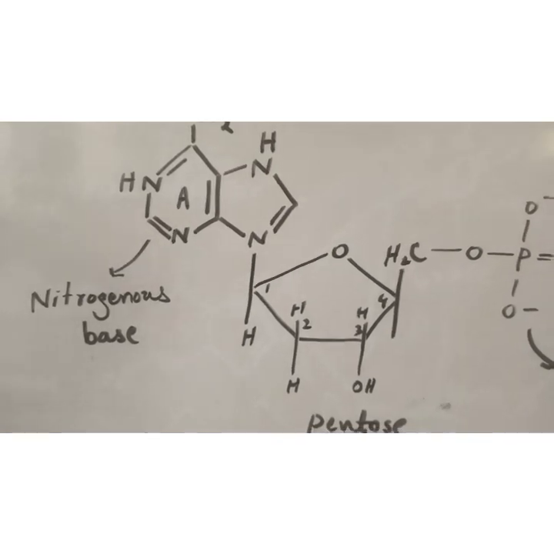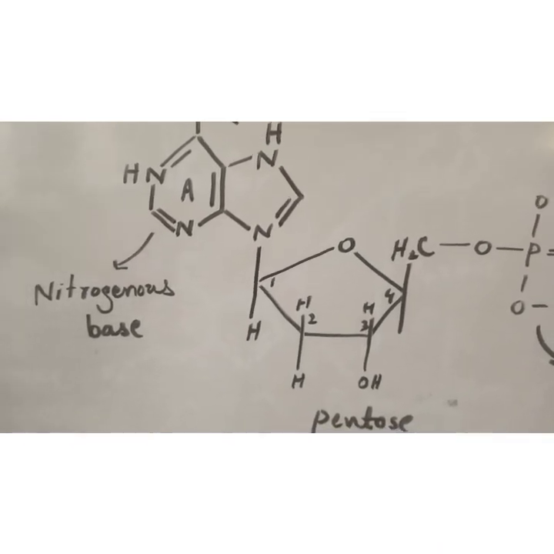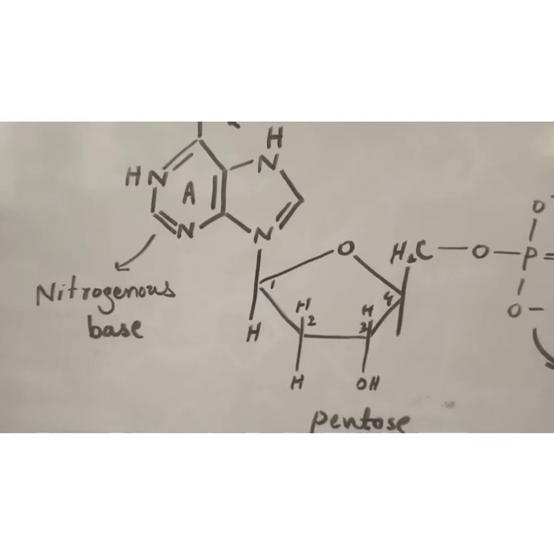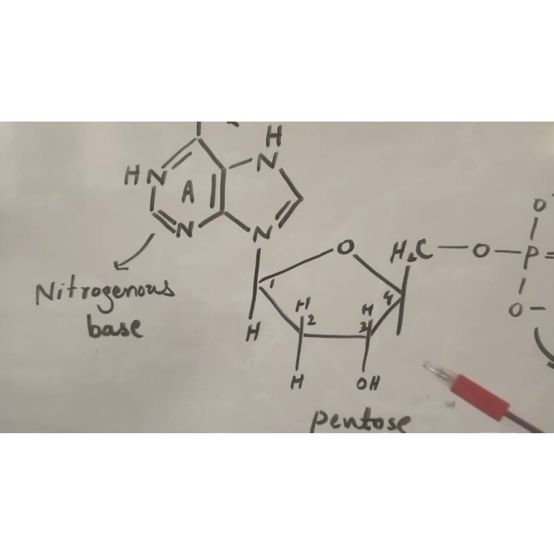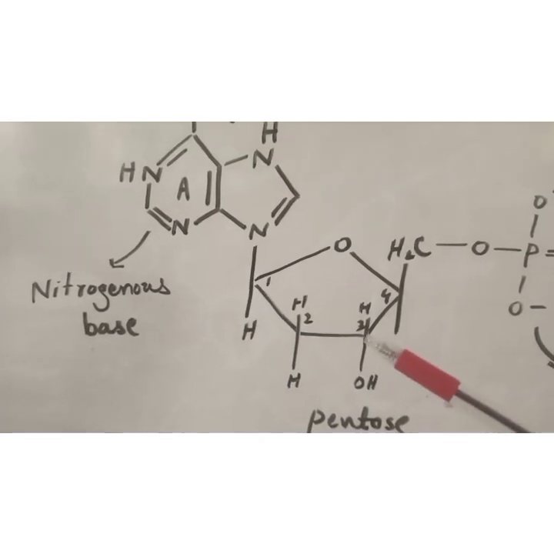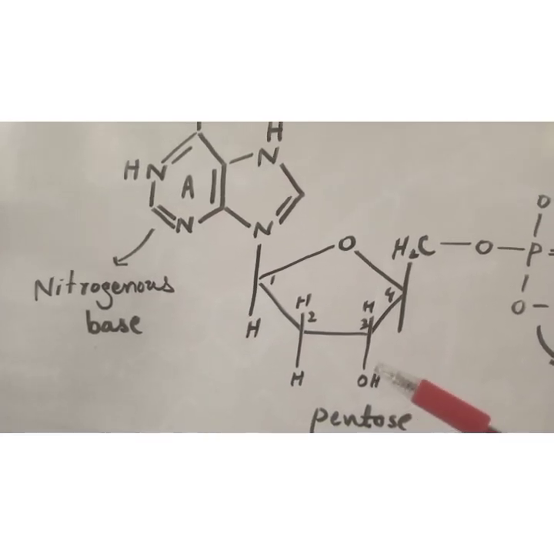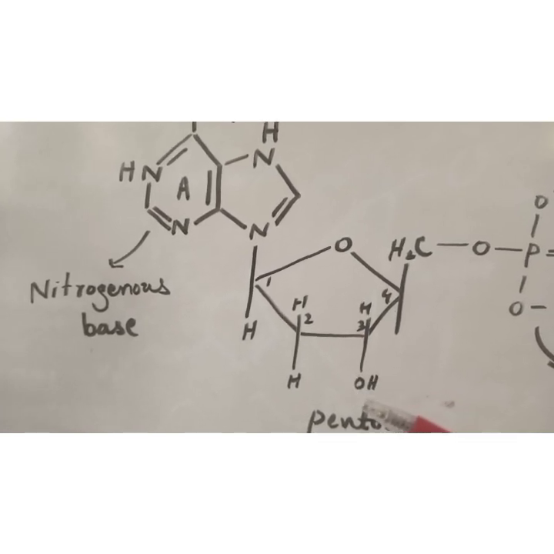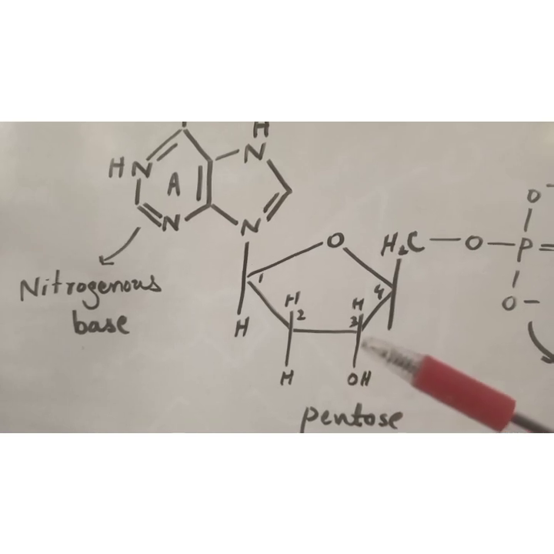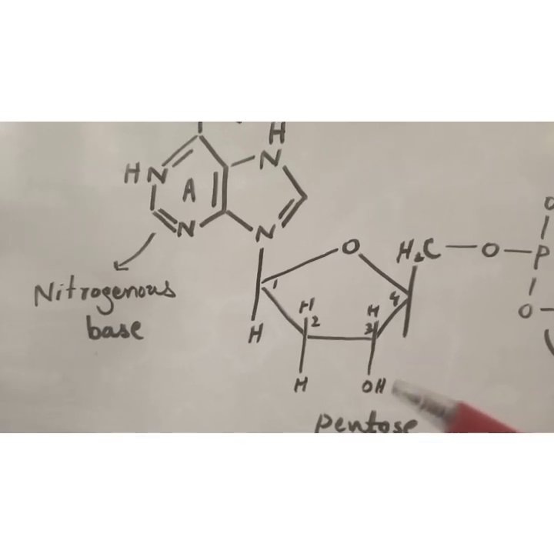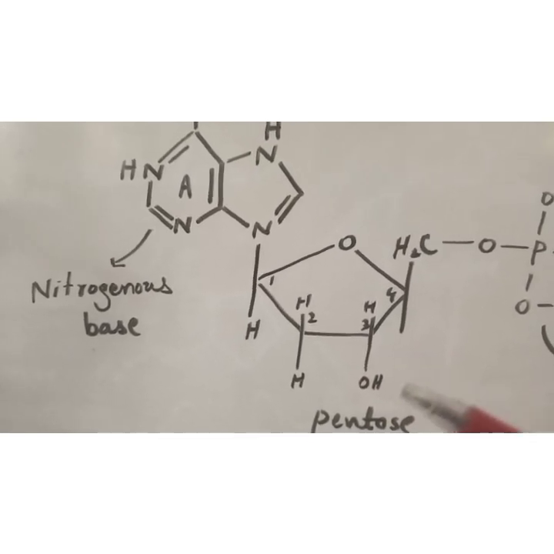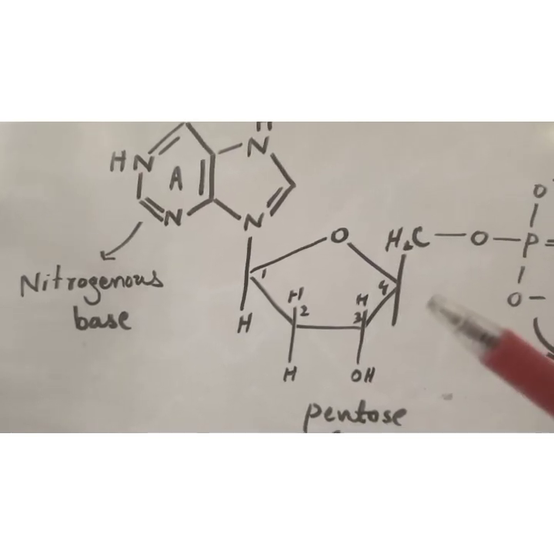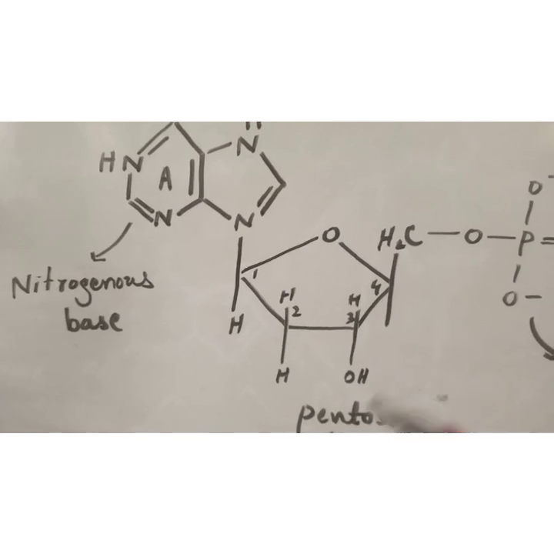While at the 3 prime end, which is the last nucleotide of the double helix, the hydroxyl group at carbon number 3 is free, that there is no further nucleotide attached, so that end is known as 3 prime end in the DNA helix. So we can say from 3 prime end to 5 prime end, and from 5 prime end to the 3 prime end.